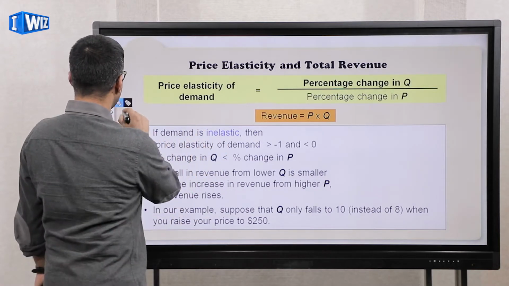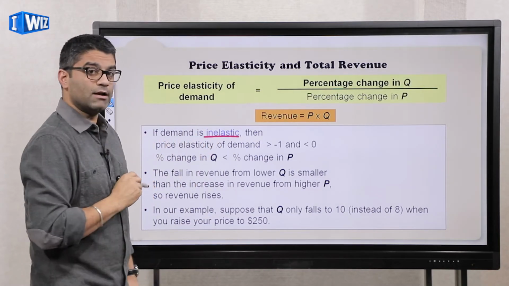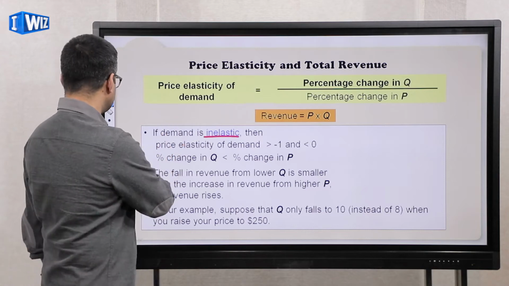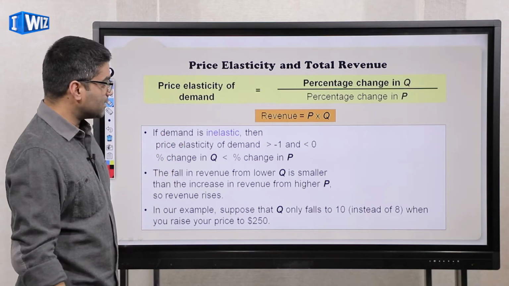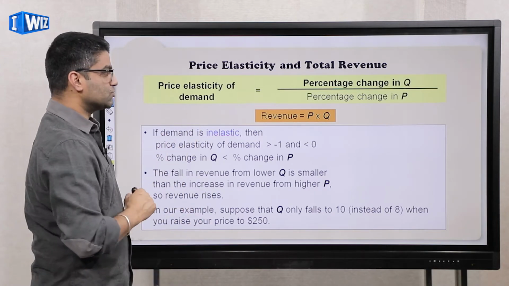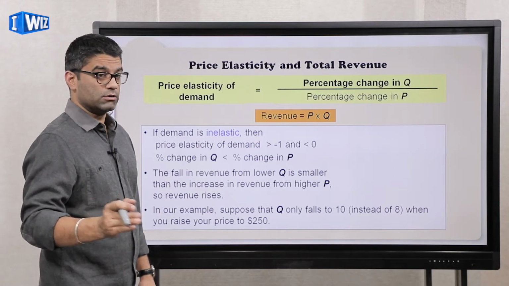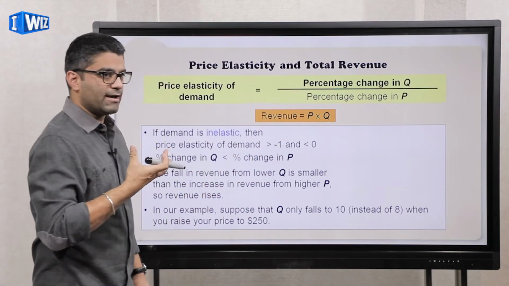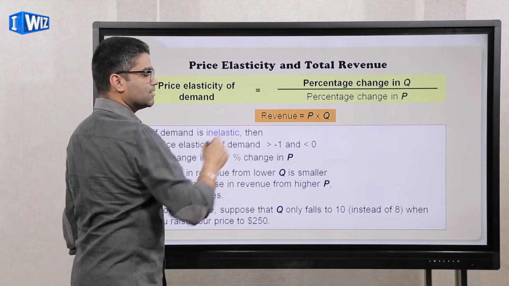Now let's look at the other case where the demand curve is inelastic. And again, you'll see the graph in a second as well. So the demand curve is inelastic. That means when the price changes, quantity does not change by a whole lot. So the numerator is going to change by a smaller percent than the denominator.